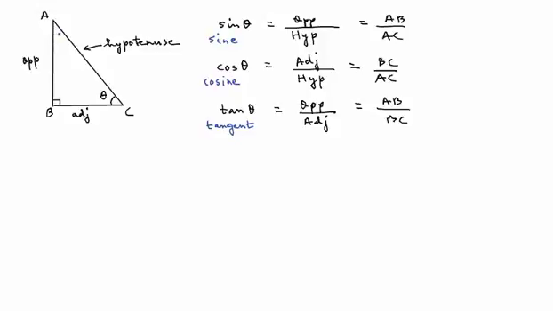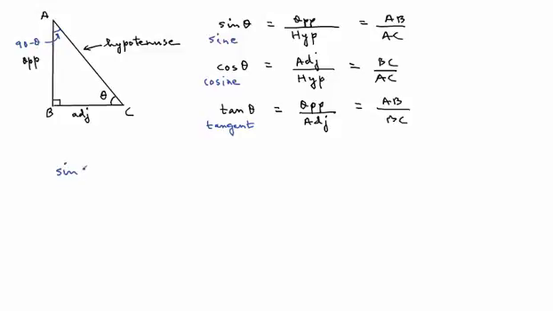Like I was saying a while ago, angle A and angle C have to add up to 90 degrees. So if theta is expressed in degrees, remember you have a choice to express theta in radians. Now assuming theta is in degrees, the measure of angle A has to be 90 degrees minus theta. Now let's write down the three trigonometric functions sine, cosine and tangent of angle A, that is 90 minus theta.